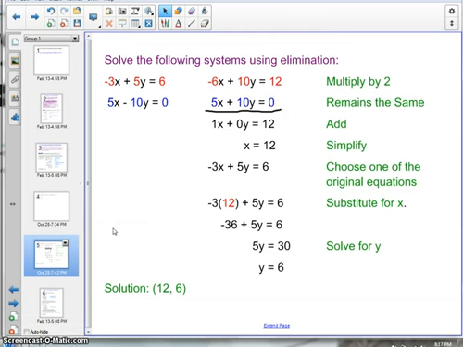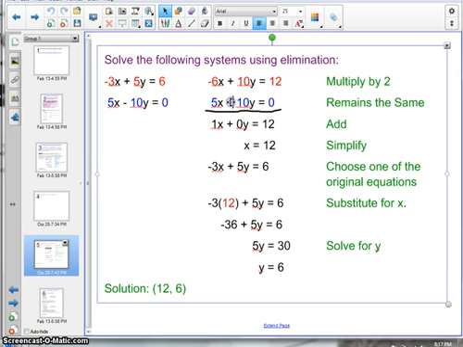Okay, let's take a look at our solution. So we had our original equations, negative 3x plus 5y equals 6, and 5x minus 10y equals 0. And we want to eliminate our y variable. In order to do that, I'm just going to multiply this first equation by 2 in order to get a positive 10y. And actually, this here should be a negative.